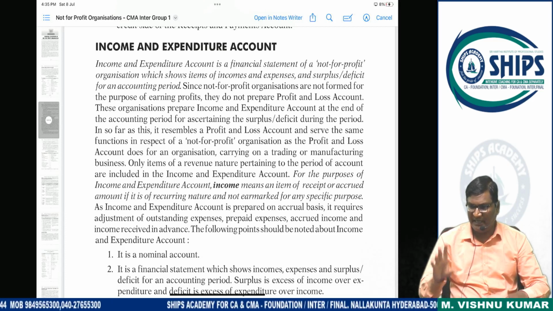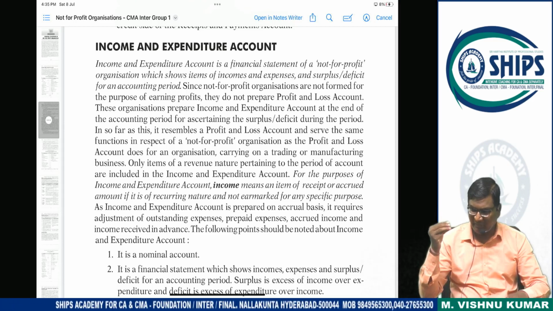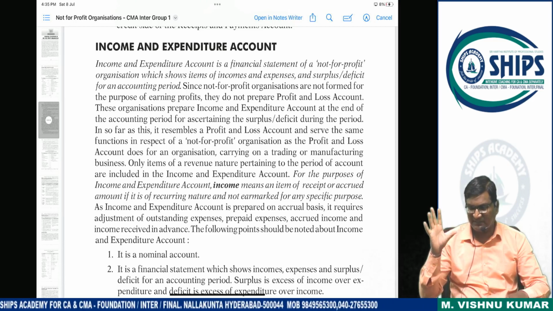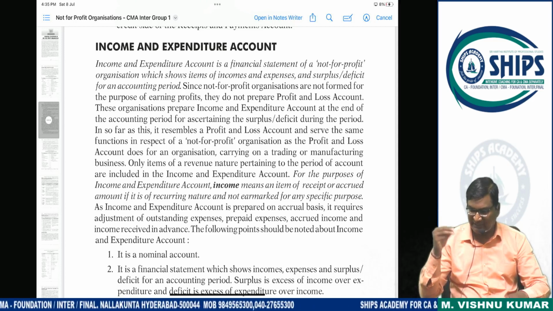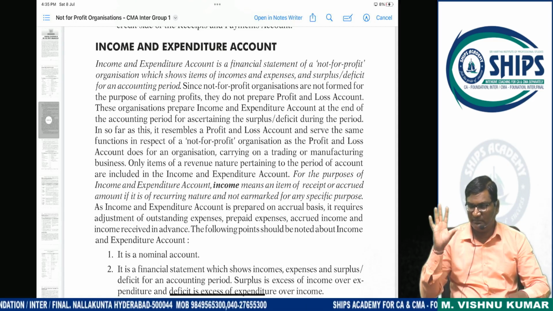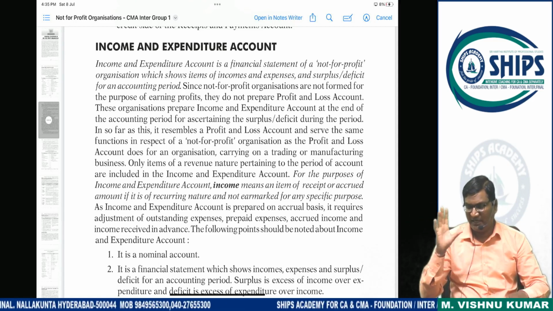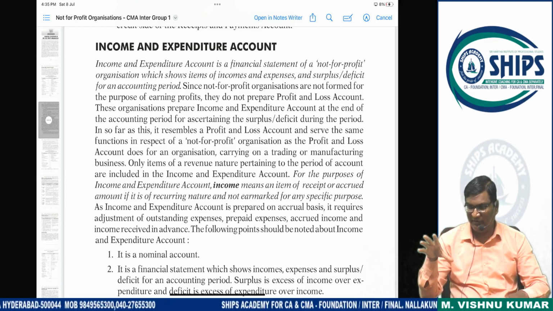It means any item of income which is relating to the current accounting period, even if it is received or not received, will come on the income side. Similarly, any item of expense which is pertaining to the current accounting period, whether it is paid or not paid, will come on the expense side. This is called what? Accrual basis. So in accrual basis, current accounting period expenses and incomes we have to record.